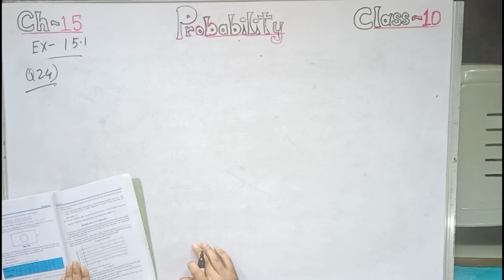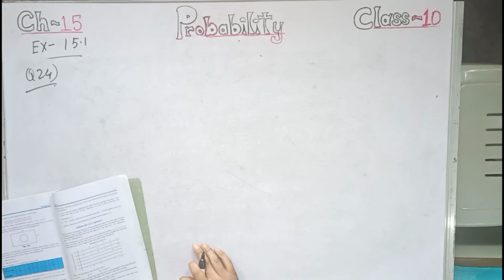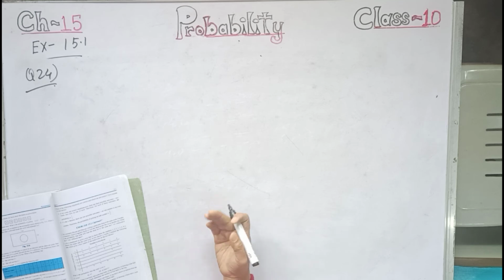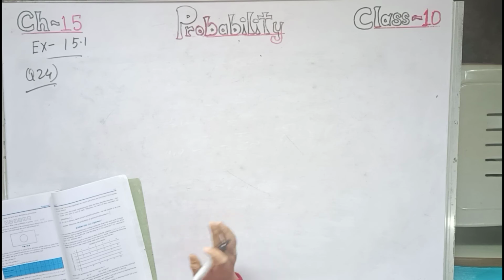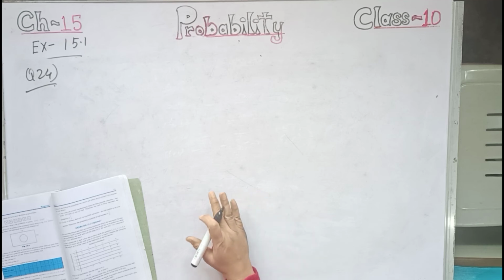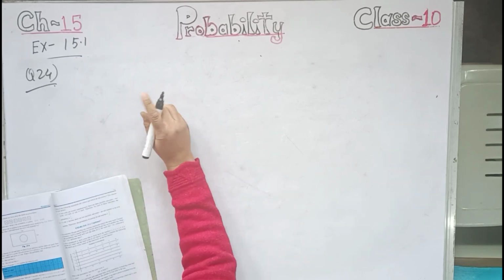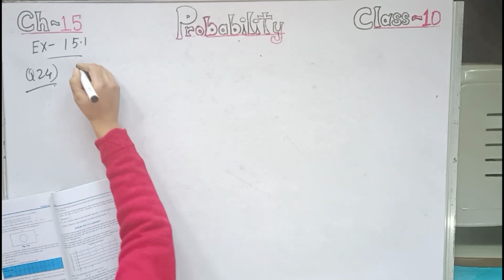Now let us move to question number 24. Question 24 says that a die is thrown twice. What is the probability that 5 will not come up either time, meaning 5 will not come up on any throw of the die, and number 2, 5 will come up at least once. So in this case we will have to write all the outcomes.